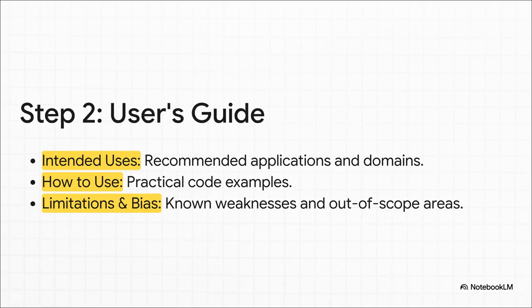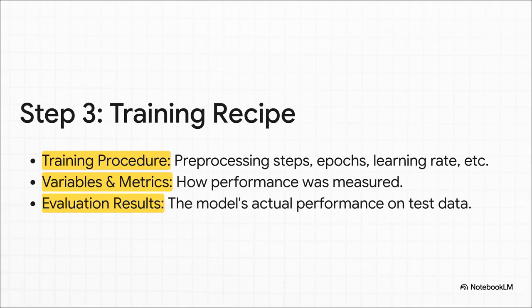This is the big warning label. It's where the creators tell you, hey, the model is weak here, don't use it for this, and watch out for these potential biases. And finally, step 3, the training recipe. This is the key to real scientific reproducibility. The training procedure gets into the weeds, all the technical details, the settings, the learning rates.